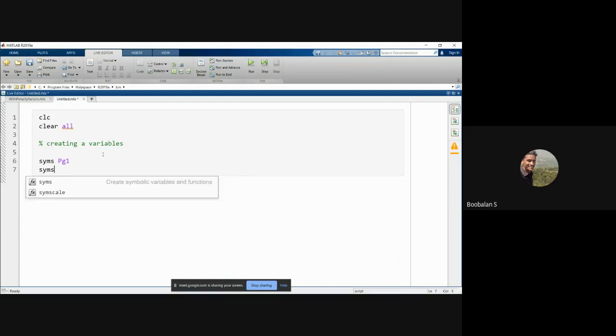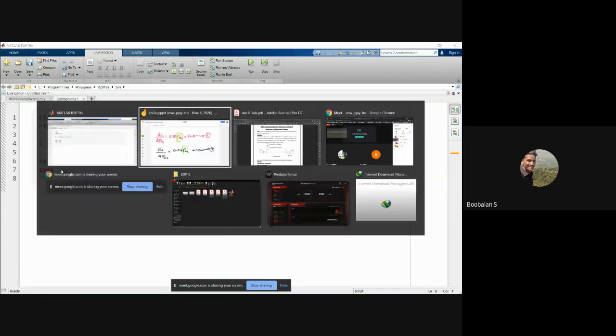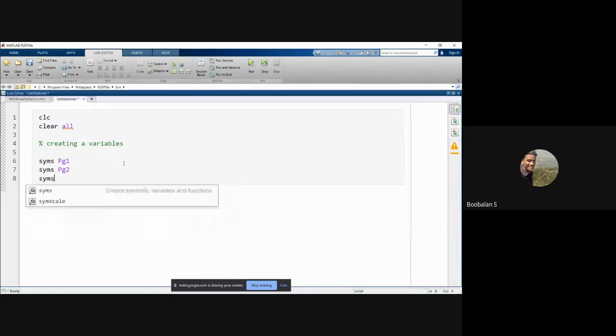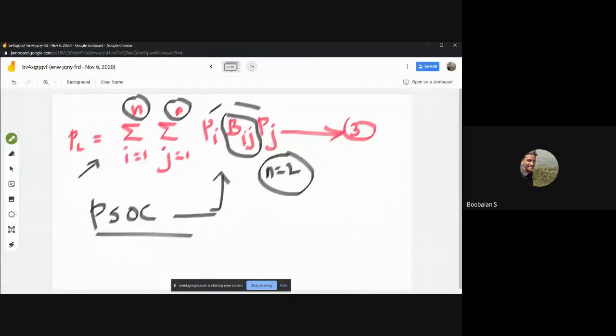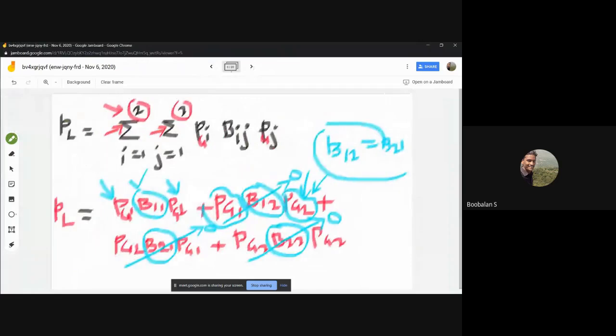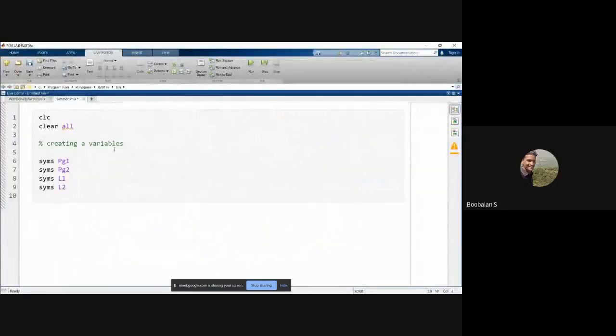It's not a restriction. You can create your own variable names. So now power G1, and PG2, and the remaining variables. syms capital L1, syms L2. What remains? L1, L2 are given, P1, P2 are given. PL we need to get, power load. syms L also we need to give, that is PL.